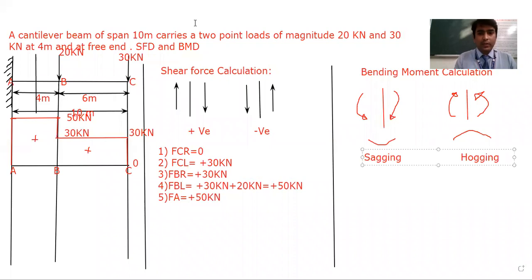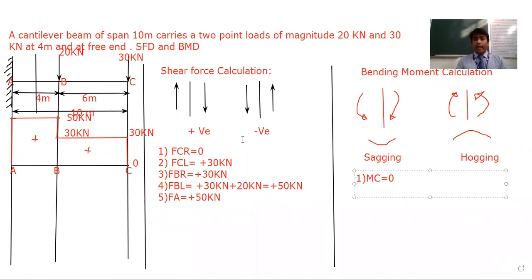Now we will go for the calculation of the bending moment diagram. Again, the bending moment diagram is done in 3 steps. At the end point, always remember the bending moment at the end point. Which point is the end point? C point is the end point. Bending moment at C is always 0. Just remember this one point: bending moment at the end point is always 0.